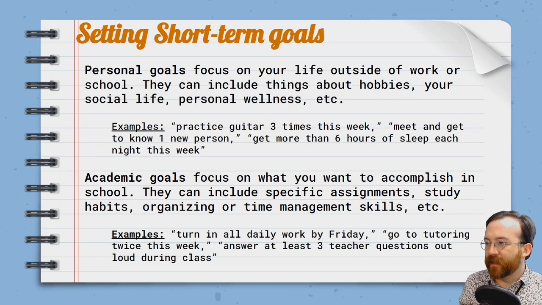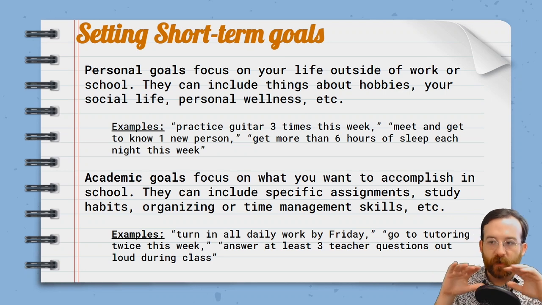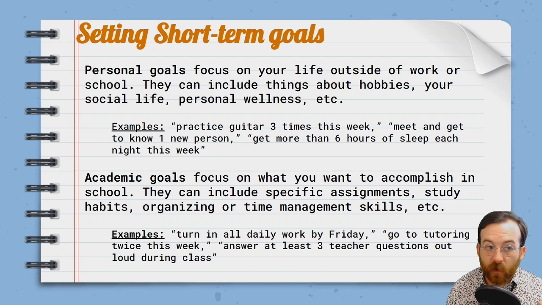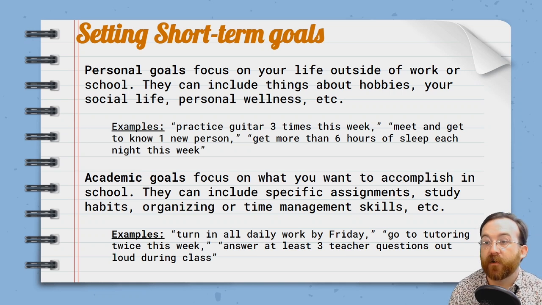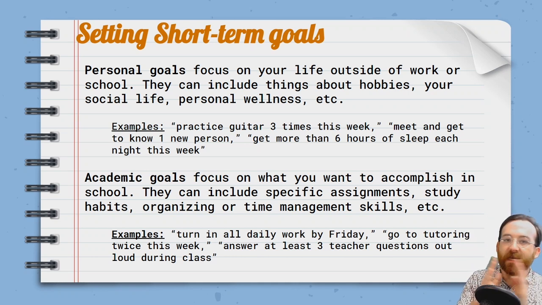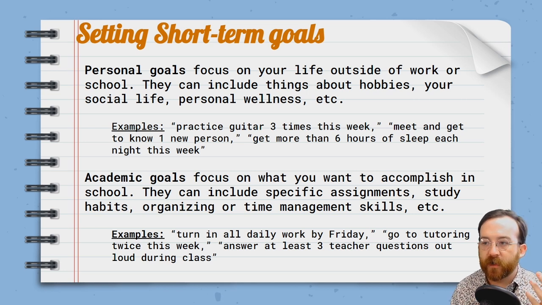Another thing we're going to focus on is 2 different types of goals, because we want to be a fully well-rounded person. We want to think about not just school goals, but also personal goals, life goals, and those can be short-term as well. Personal goals focus on your life outside of work or school. They can include things like hobbies, your social life, personal wellness. These are some examples. Practice guitar 3 times this week, or meet and get to know 1 new person, or get more than 6 hours of sleep each night this week. Those are specific. Those are within a short time, and you know when you've achieved them.